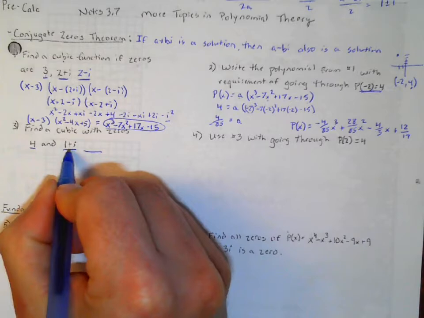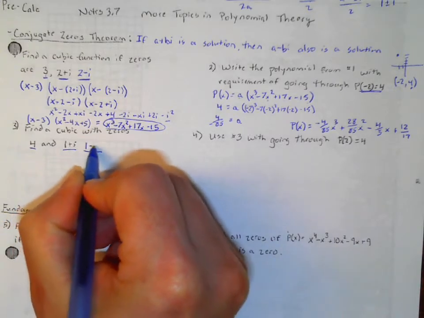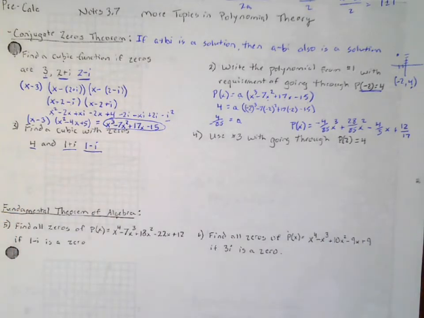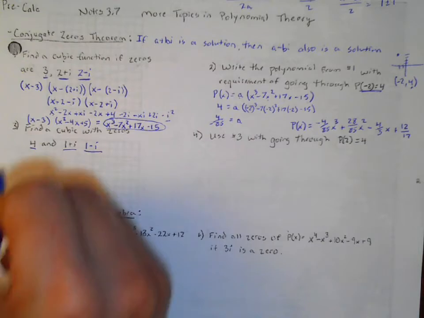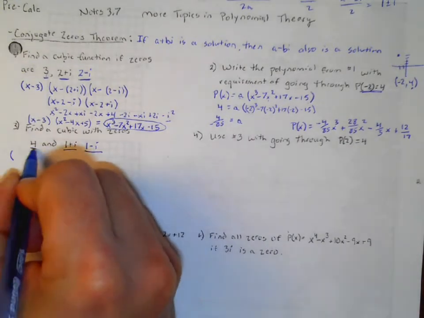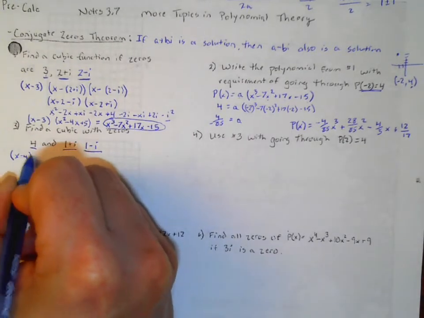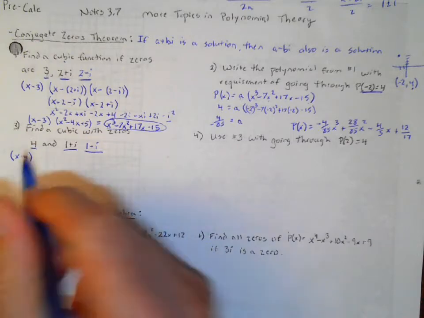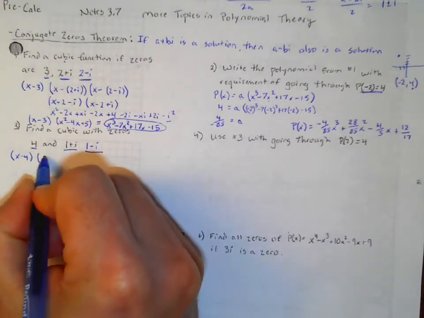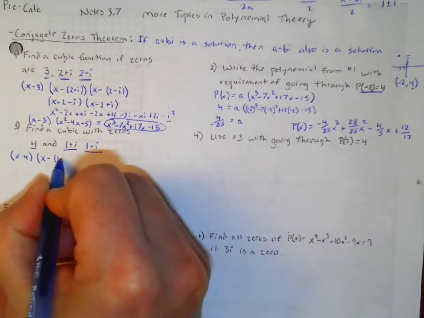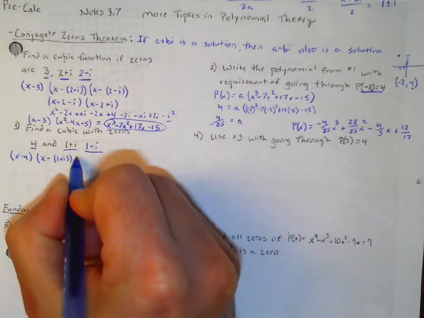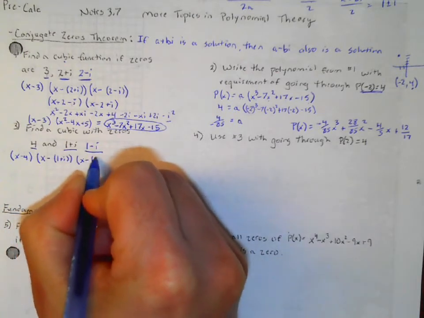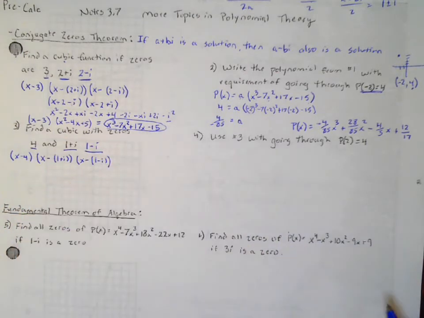Okay, so if I know this is 2 plus i, I know 2 minus i is also a solution, so we have our three answers there. So my factors that I want to multiply together would be x minus 4, because remember how when you set this equal to 0, you get x equals 4. Okay, and then we would have x minus (1 plus i), then we'd have x minus (1 minus i). Okay, those would be my factors.